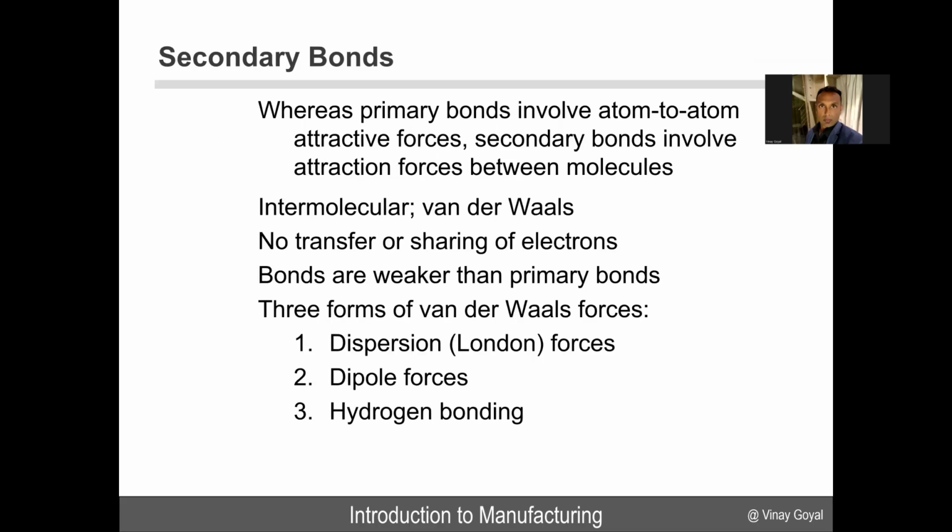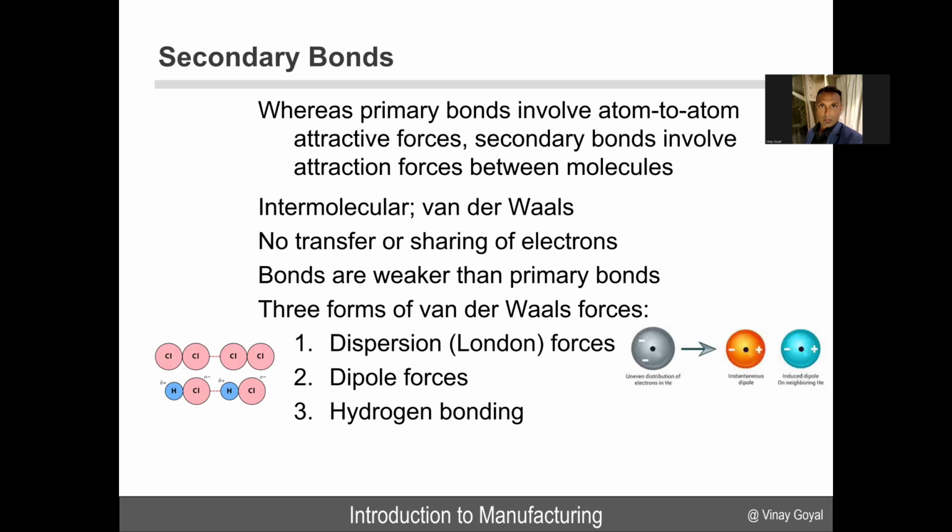With secondary bonds, whereas primary bonds involve atom to atom attractive forces, secondary bonds look at the attraction forces between molecules. The intermolecular attraction that we're talking about here has a name: van der Waals. You're not transferring or sharing electrons in this case. The bonds are weaker than primary bonds. And there's three forms of van der Waals forces. The first one is called the London forces. The second one is called the dipole forces. And the third one is called hydrogen bonding.